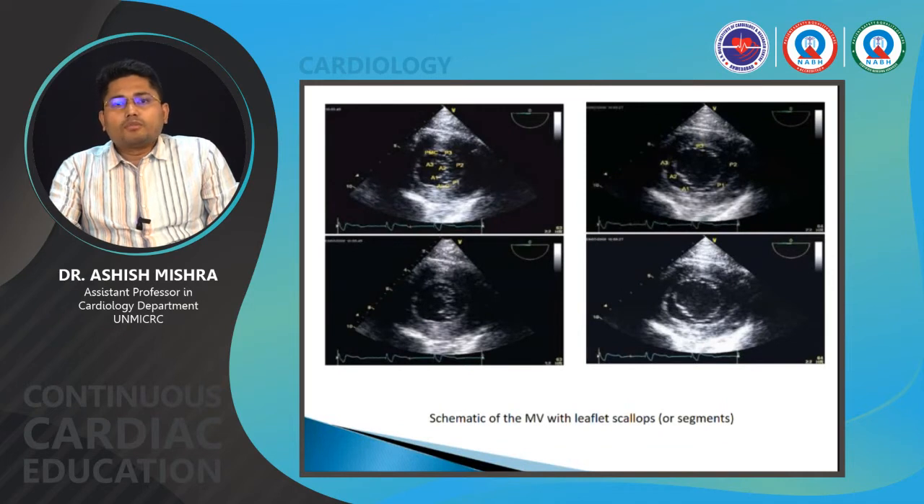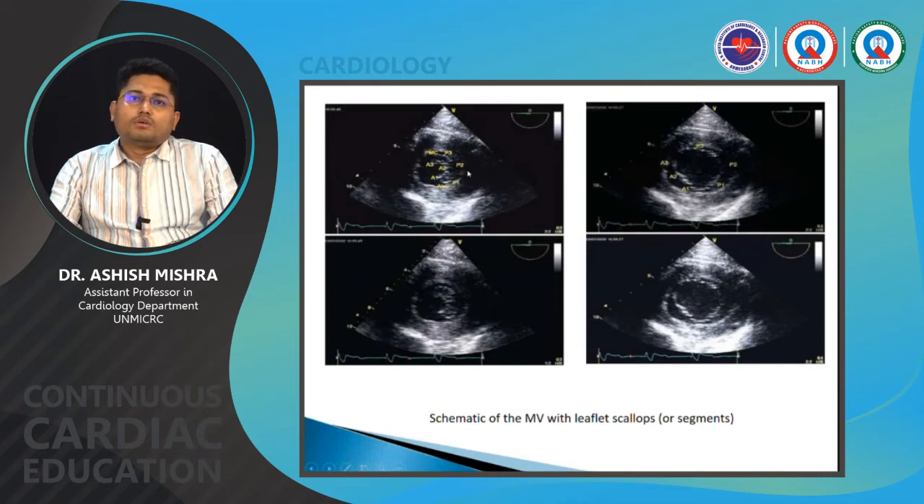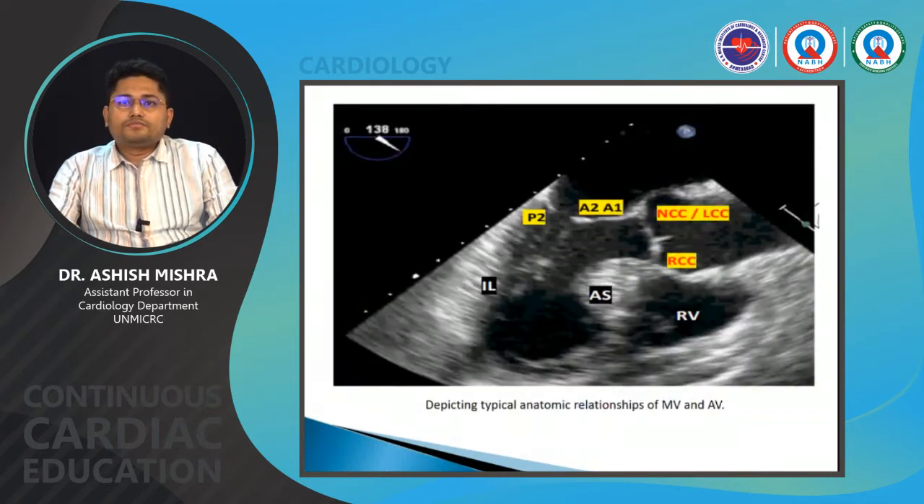This is the schematic for the mitral valve leaflets with leaflet scallops obtained from the transgastric view. So we can see the arrangement. Starting from the anterolateral commissure, moving ahead we have A1, A2, A3, and then we have the posteromedial commissure, and towards the posterior side we have the P1, P2, and P3 scallops of the posterior leaflet of the mitral valve.